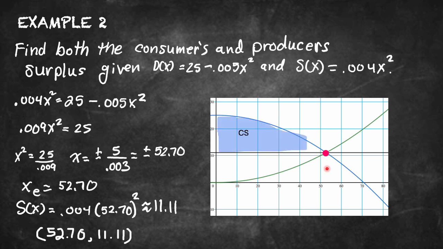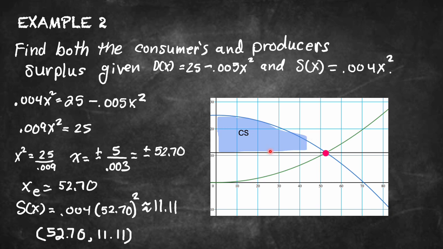Now, when we're looking for the consumer surplus, we're looking for the area where the consumers are willing to pay more than what they're actually paying, because that difference will benefit the consumer. They'll be happy that they're saving some money. So that's this blue area that we're going to be looking for.